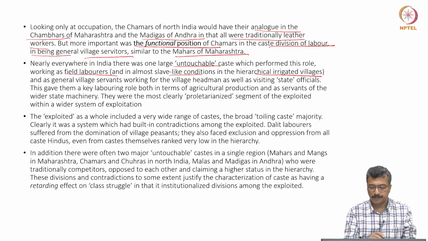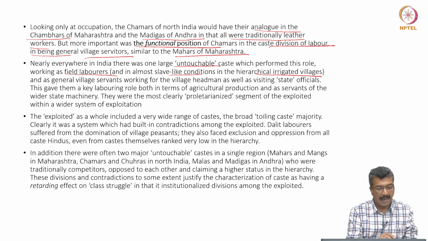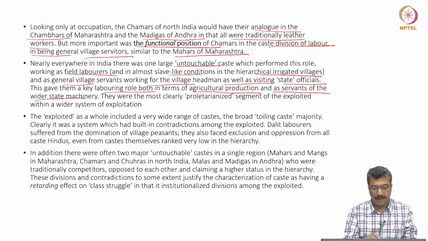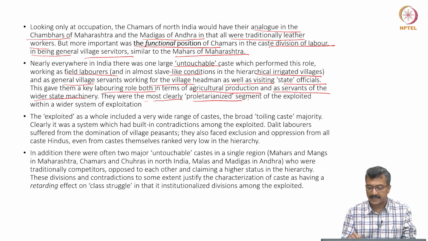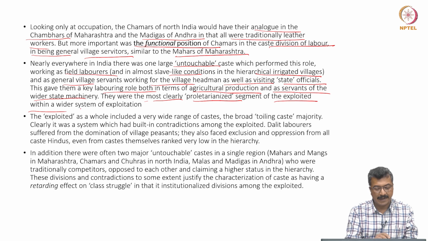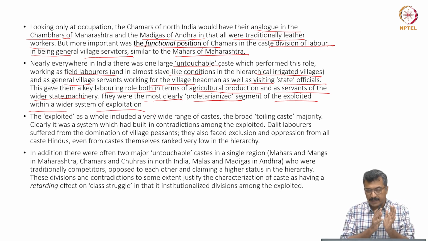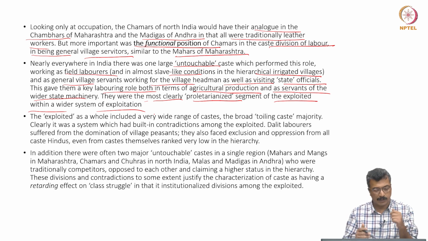This gave them villages as general village servants working for the village headman as well as visiting state officials. This gave them a key laboring role both in terms of agriculture production and as servants of the wider state machinery. They were the most clearly proletarianized segment of the exploited within the wider system of exploitation. So she focuses on this particular Dalit groups who perform this important role.